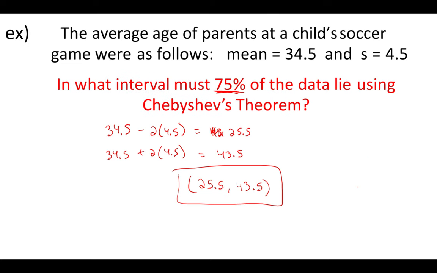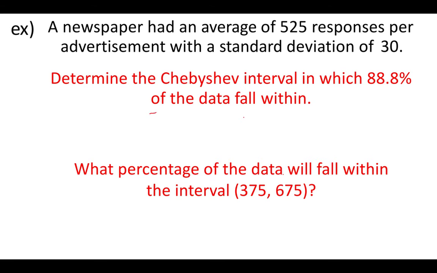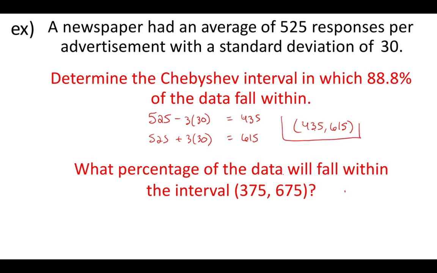So we're going to do 525 minus 3 times 30, and 525 plus 3 times 30. That ends up being 90, so that would become 435. Add 90, we get 615. So that would be between 435 to 615. Just make sure you write the smallest number first.